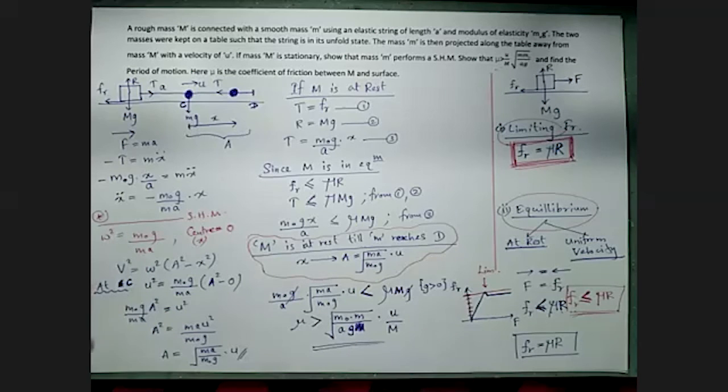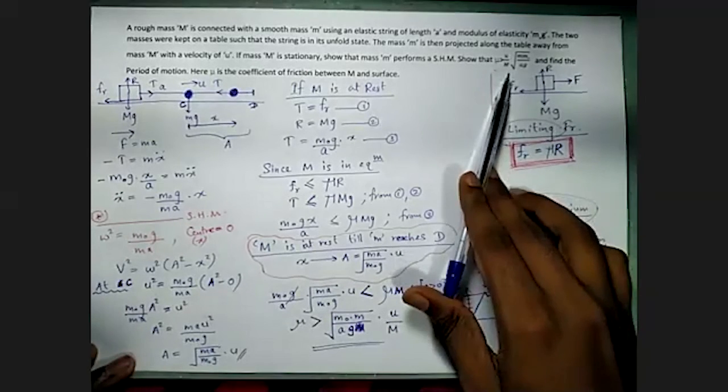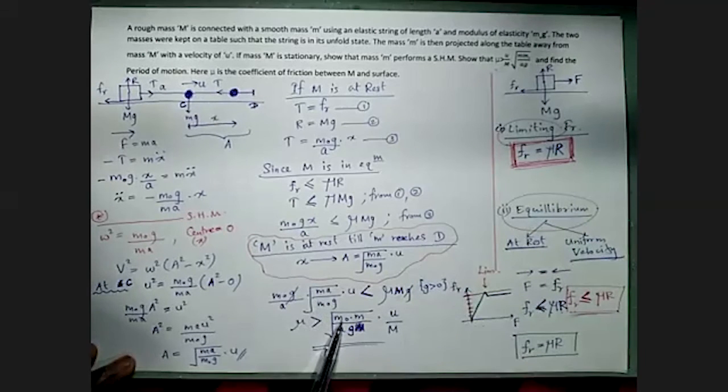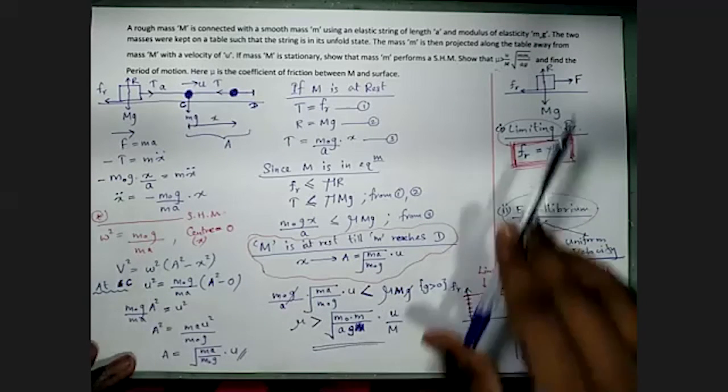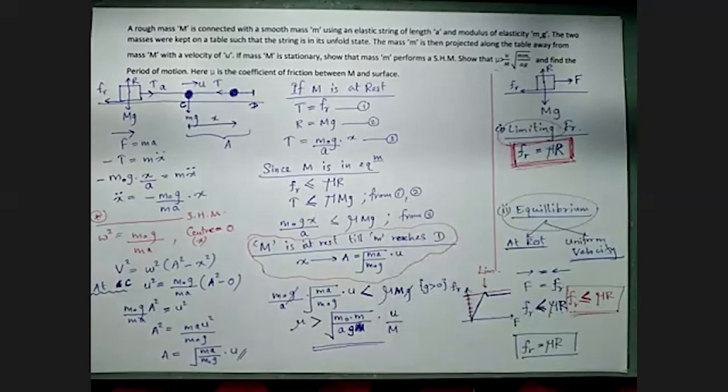This is the final answer. See carefully. M goes down and you have u over m, m naught a g. So this is the inequality that you must show.